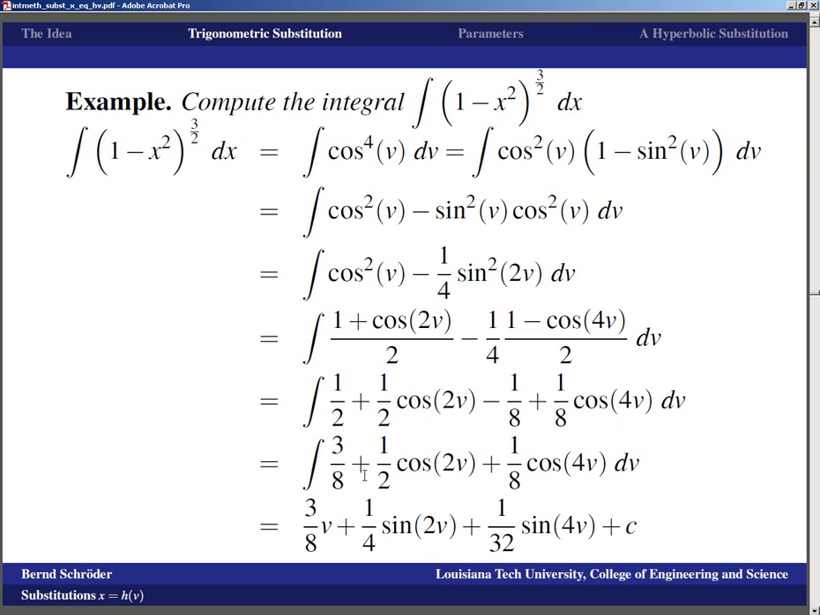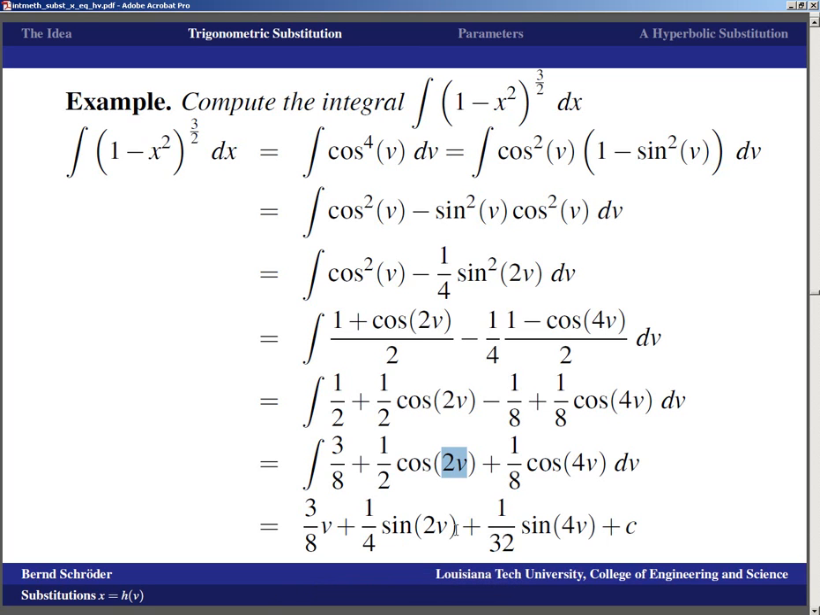And now, well, the antiderivative of 3/8 is 3/8 v. To integrate the cosine of 2v, we do a substitution u equals 2v. And if we work that out, we end up with du dv being 2, which means that dv is du over 2, so we get an extra 1/2. We end up with 1/4 sine 2v.